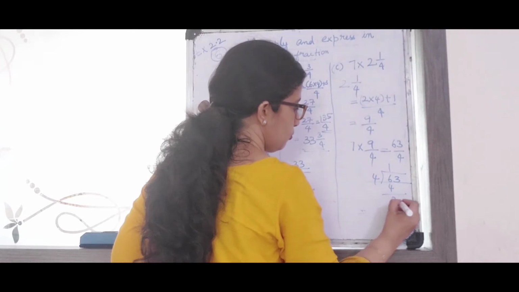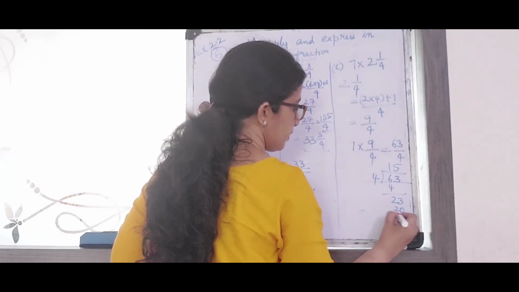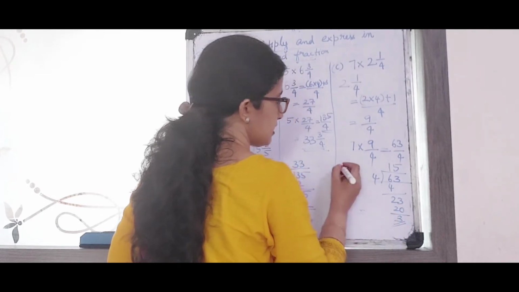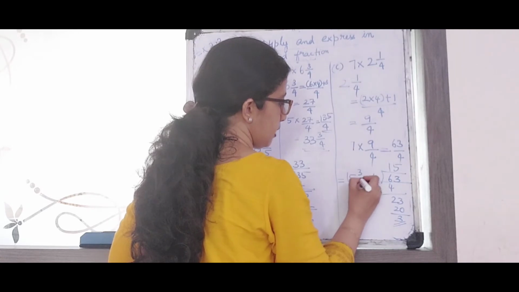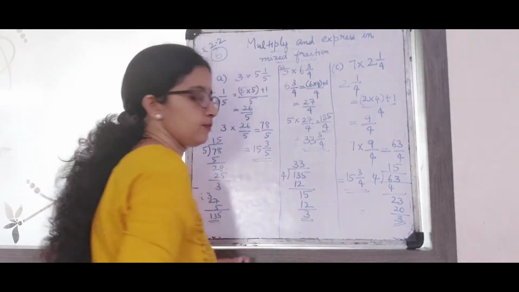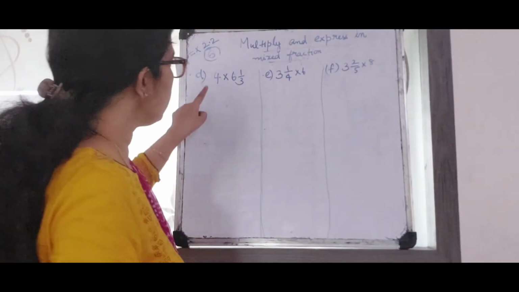Now 63 by 4, if we convert to mixed fraction, 1 4 is 4, 2, 3, 5 4s are 23. So what is the answer? Answer is 15 3 by 4.